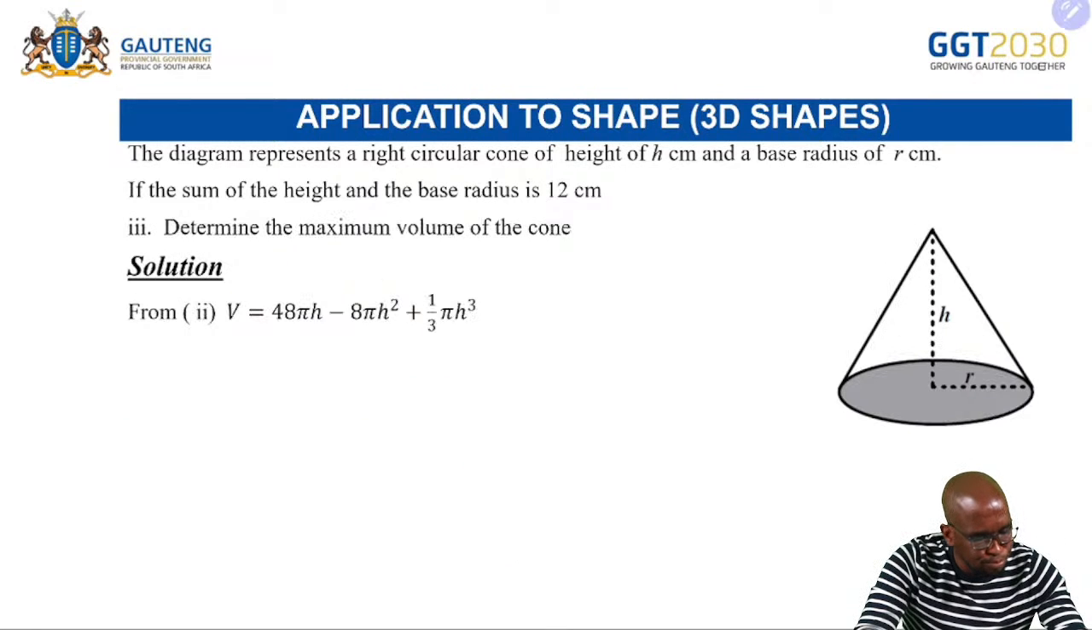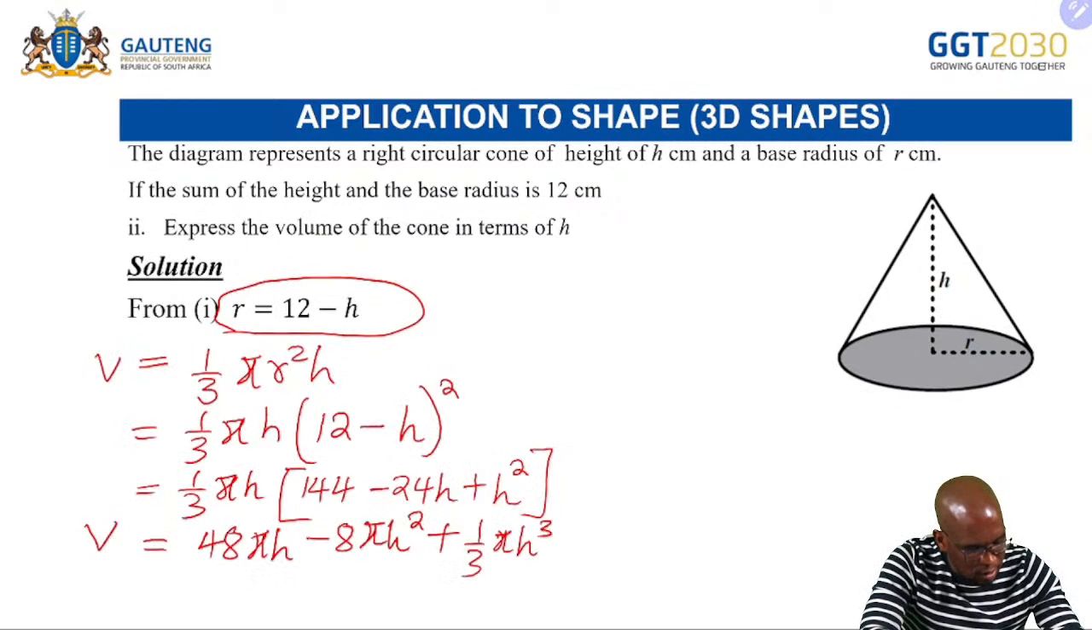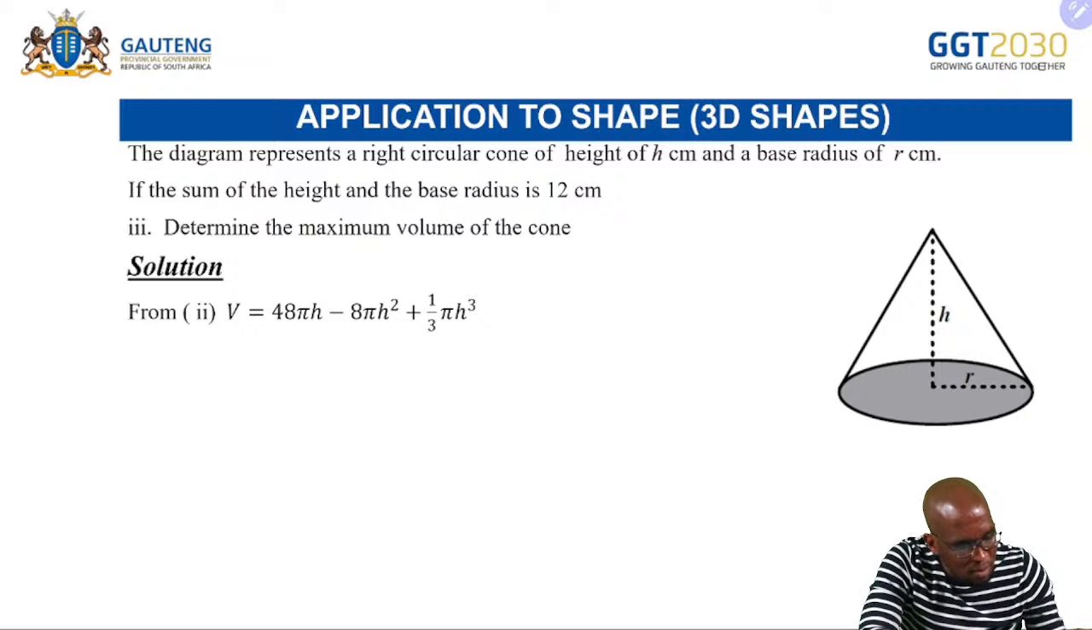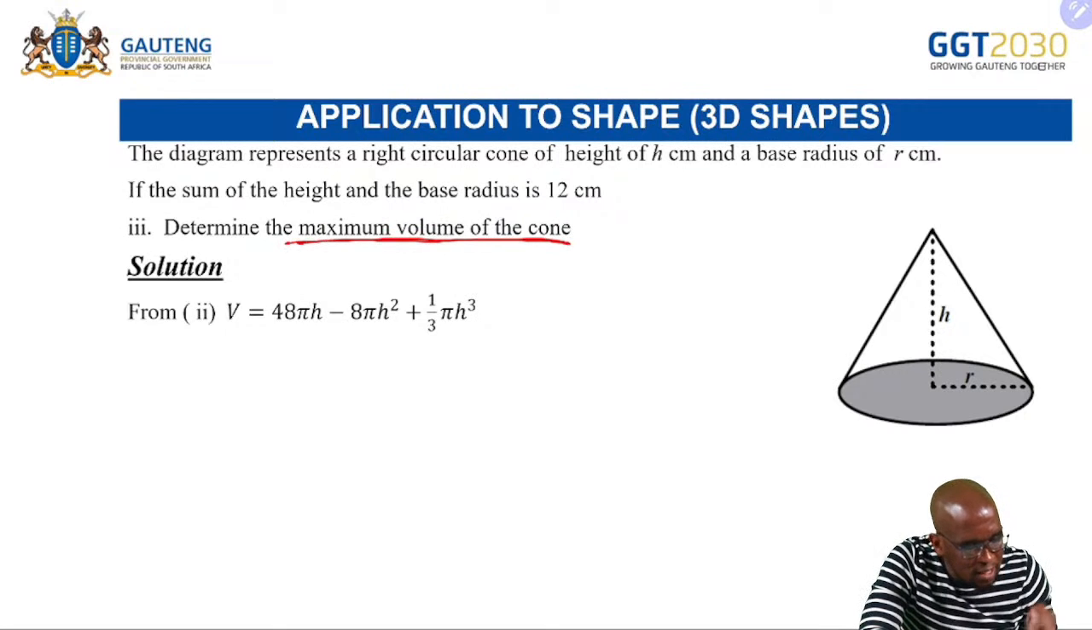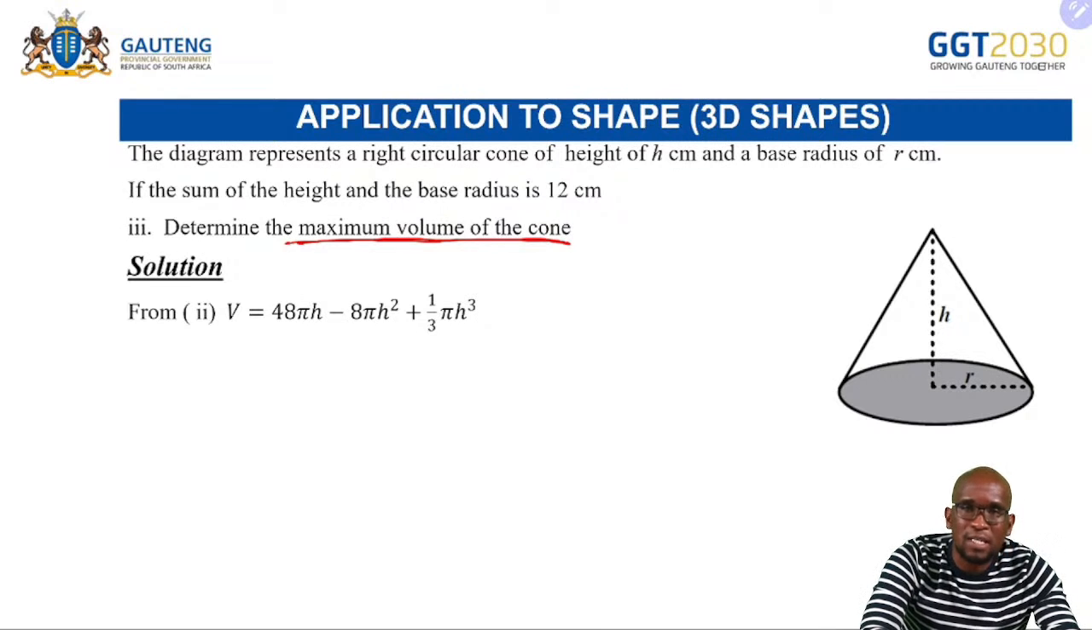Now moving right along, the last one: determine the maximum volume of the cone. Remember, to maximize, we differentiate and set that derivative equal to 0. I'm going to give you about 3 minutes to try and work it out. Use the same method that I've used in the previous 2 examples and find the volume for me. Your time starts now.